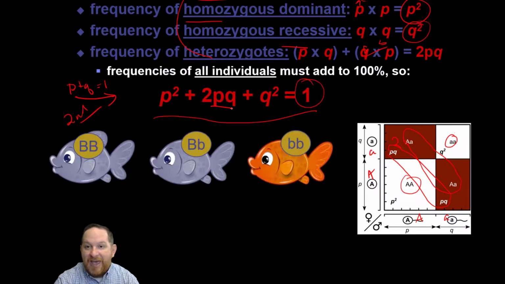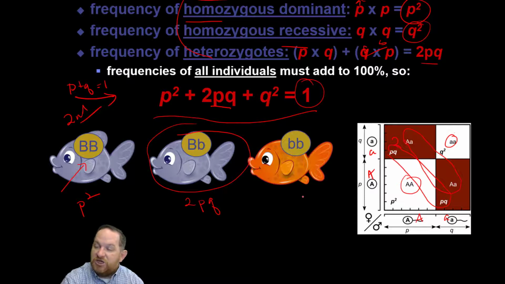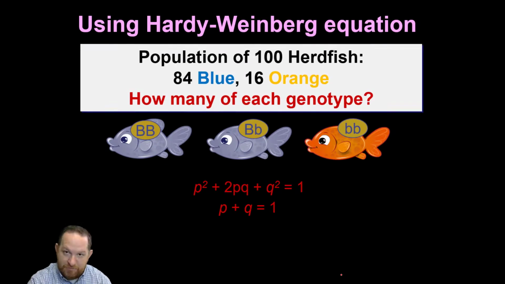So if we're looking now back at the herd fish, and we're trying to figure this out, if you're homozygous dominant, in this equation, what are you corresponding to? Well, homozygous dominant is p squared, so we can do our p squared. The frequency of heterozygotes is equal to 2pq, right there. And then, of course, our homozygous recessive is just going to be equal to q squared. So this is going to help us solve these problems. And I gave you the actual letters there to see as well. Okay, let's solve a problem.